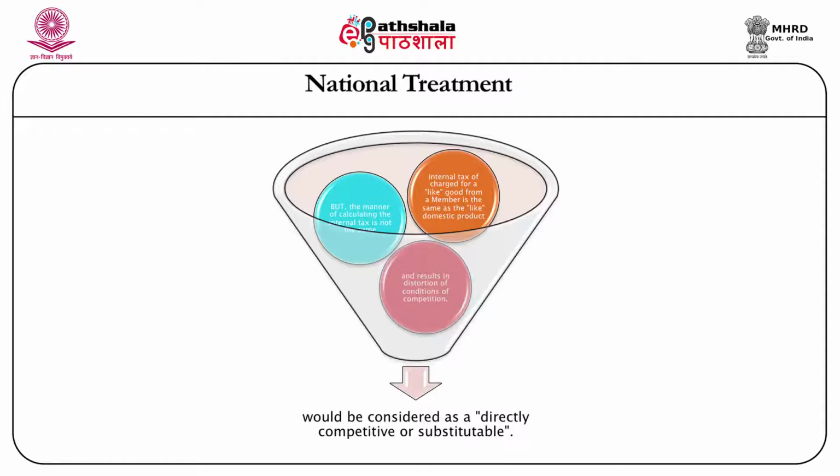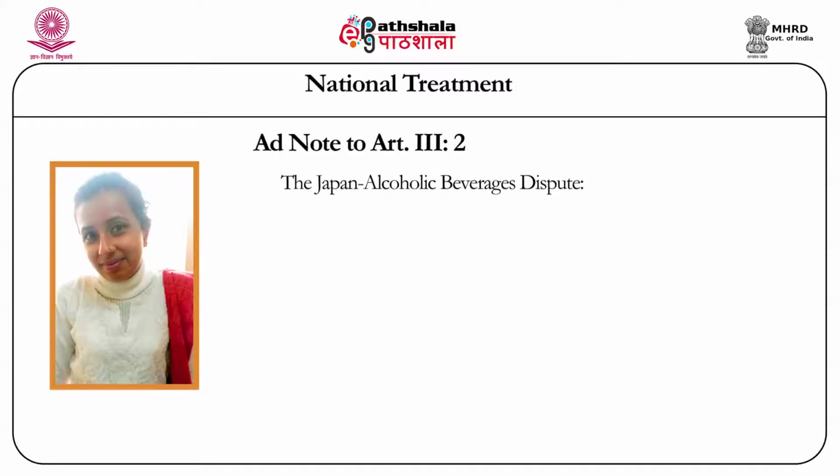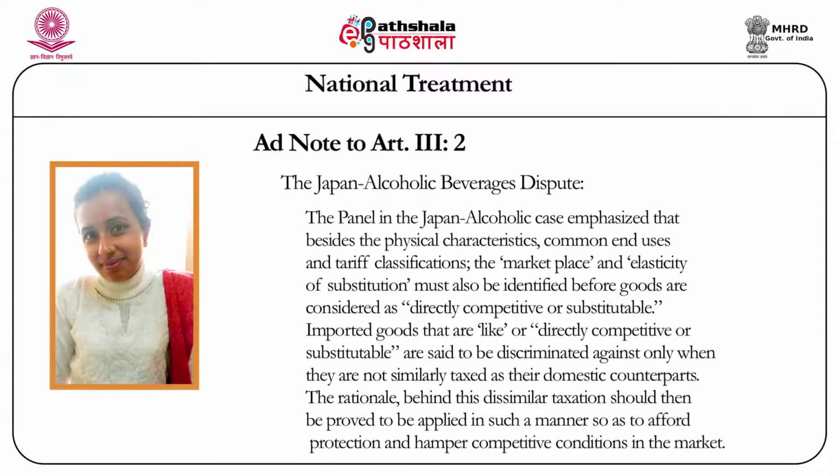We would understand the implications of the Ad Note on the Japan Alcoholic Beverages dispute. The panel in the Japan Alcoholic Beverages dispute emphasized that besides the physical characteristics, common end uses and tariff classifications, the marketplace and elasticity of substitution must be identified before the goods are considered as directly competitive or substitutable. Imported goods that are like or directly competitive or substitutable are said to be discriminated against only when they are not similarly taxed as their domestic counterparts. The rationale behind this dissimilar taxation should then be proved to be applied in such a manner so as to afford protection and hamper competitive conditions in the market.